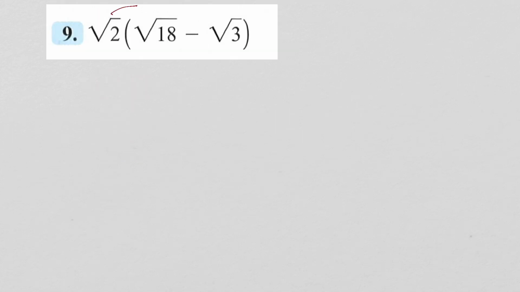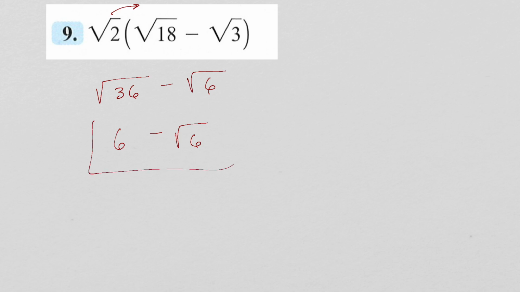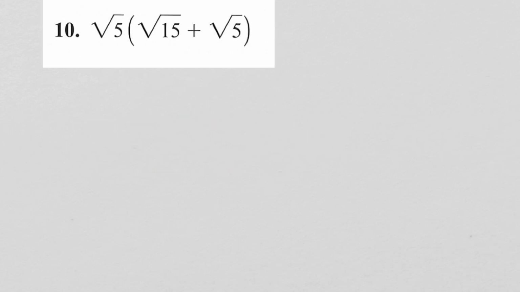So I'm going to distribute this, and I'll get the square root of 18 times 2 is 36, which becomes a 6. And then when I multiply this and this, they're both inside the radical. 2 times 3 is 6. And these are not like terms, so they cannot be simplified. That's the answer.